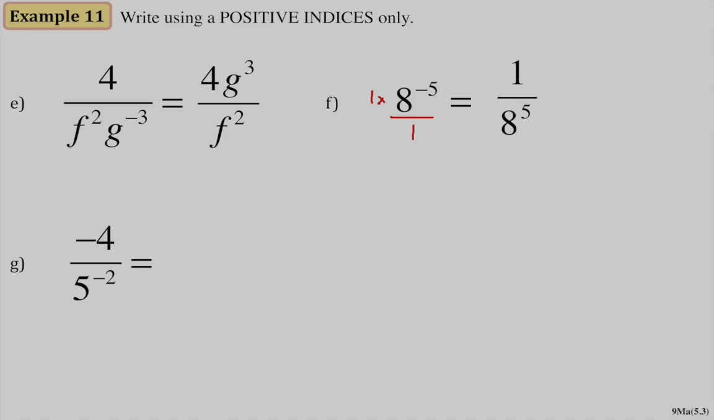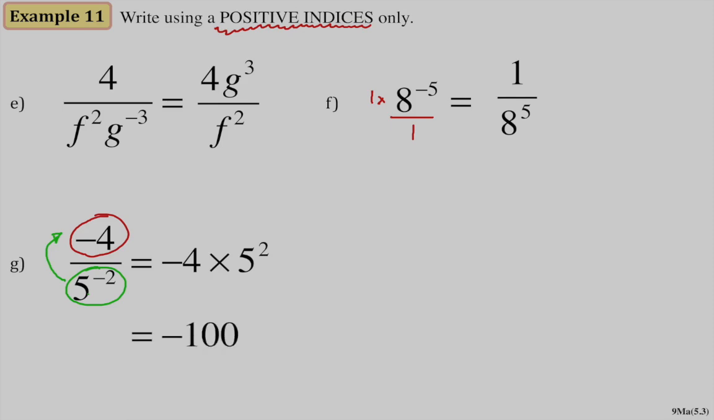Looking at the next one. Don't worry about the minus 4 having to be changed, because you're only dealing with positive powers, and that's not a power. So the only part that we need to worry about is the 5 to the minus 2. It's going to go to the top of the fraction. So we've got a minus 4 on the top already, and it's going to multiply by 5 squared. And negative 4 times 5 squared is 25. Negative 4 times 25 is minus 100.